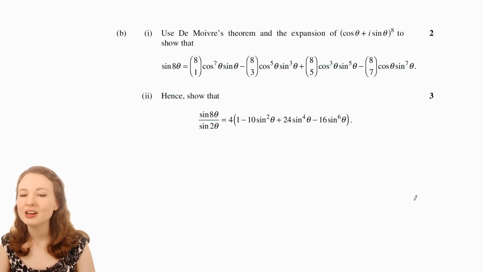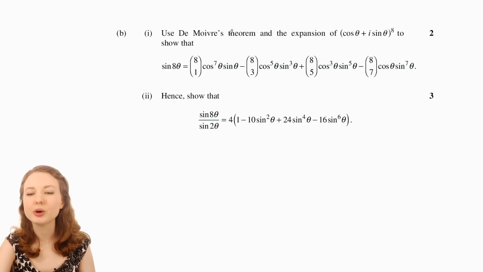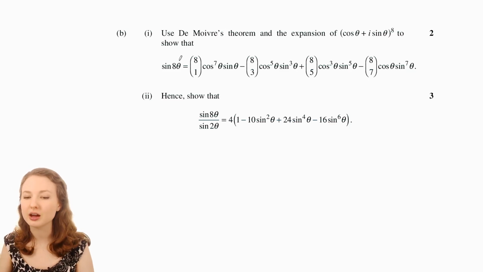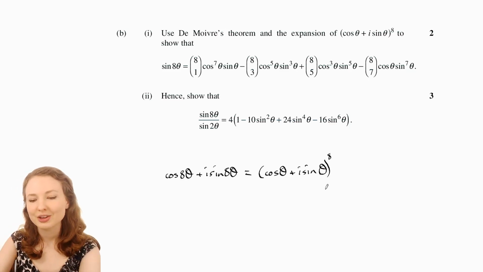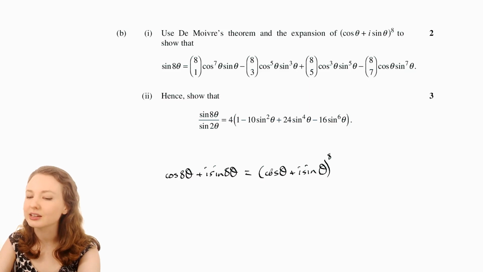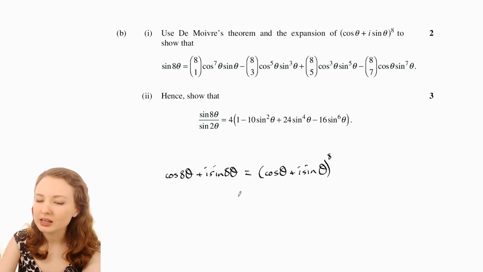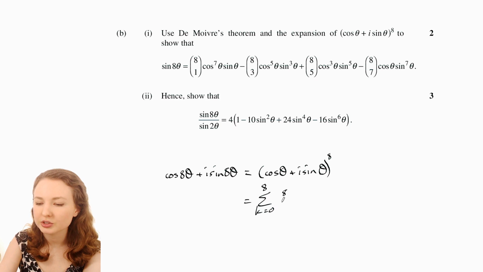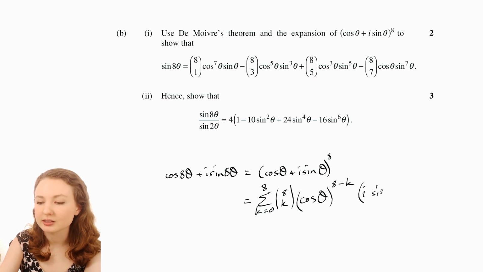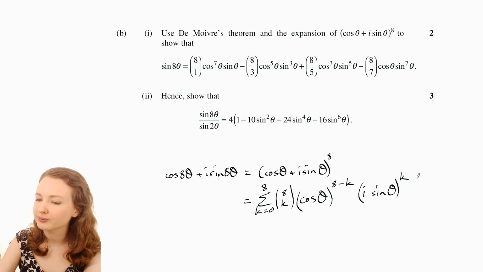Part B. So de Moivre's theorem, if we want to work out sine 8 theta, then you just want to say cos 8 theta plus i sine 8 theta is cos theta plus i sine theta to the power 8. And then let's use the binomial theorem there. So the sum from k equals 0 to 8 of 8 choose k, cos theta to the power 8 minus k, then we've got the i sine theta to the power k.